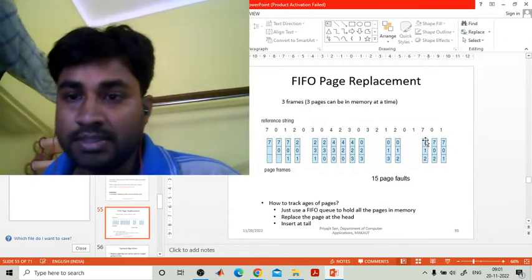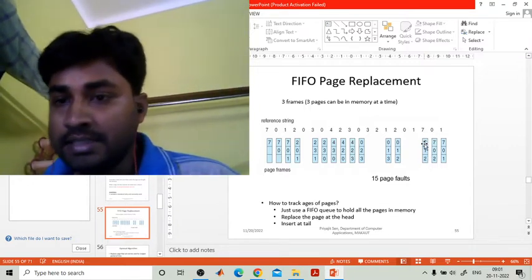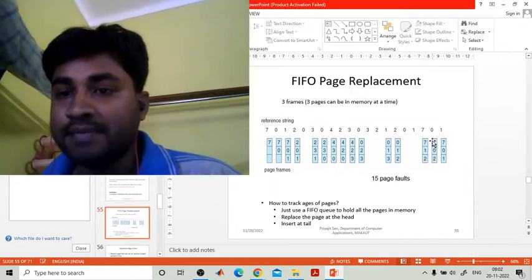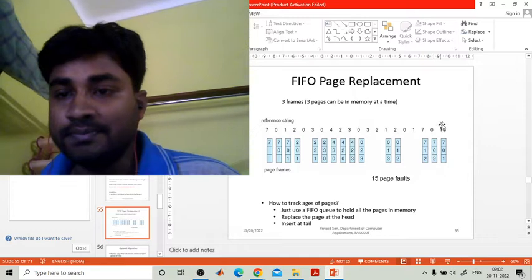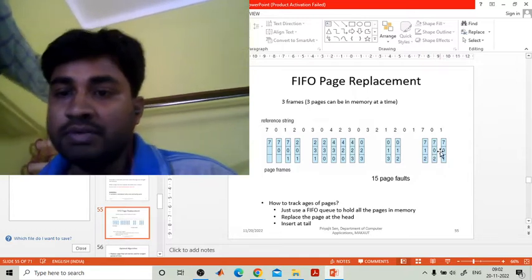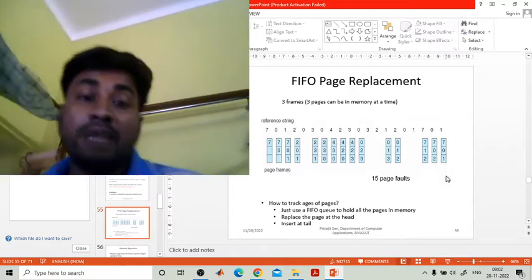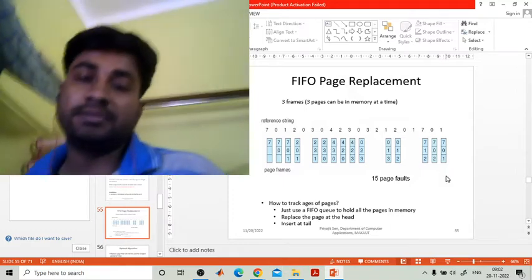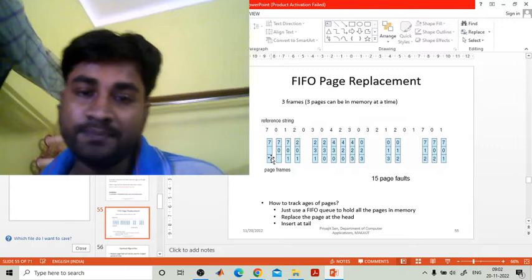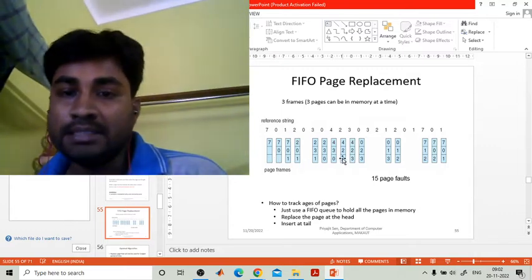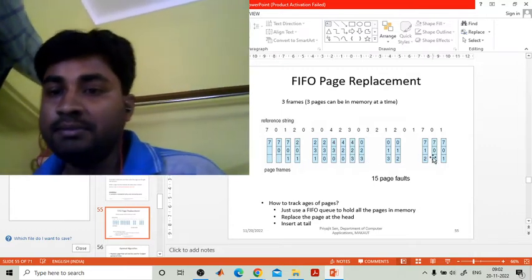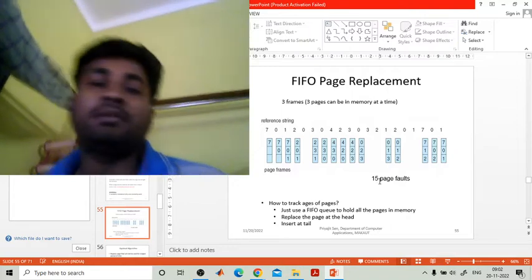Then the next one, 0 is coming here. 0 is not present in this location, therefore 7 0 2 will be here, because in place of 1 we have to keep 0. Next 1 will come here, so 1 will be placed in place of 2, therefore 7 0 1. Now we have to count the number of page faults. So number of page faults here, you can see 1 2 3 4 5 6 7 8 9 10 11 12 13 14 15. 15 page faults are here.